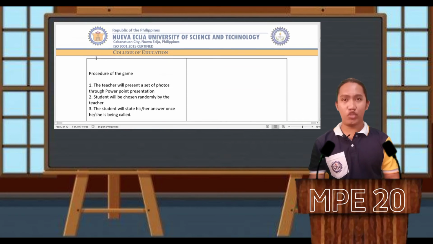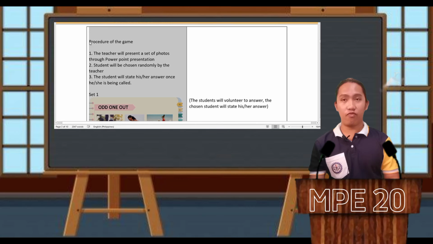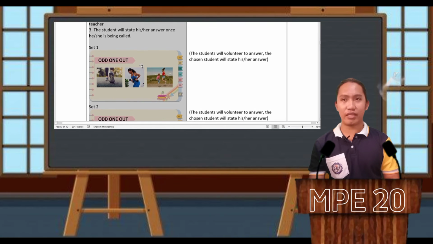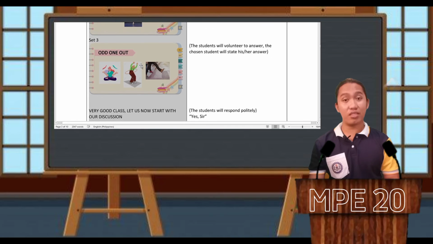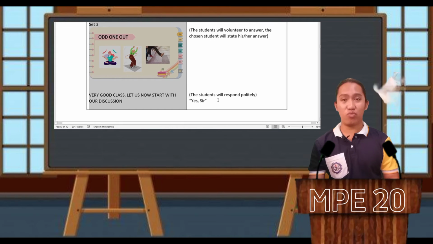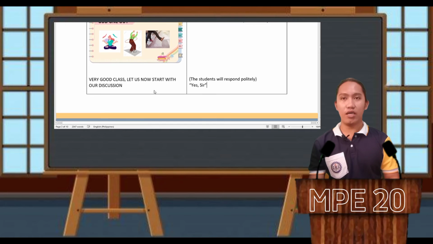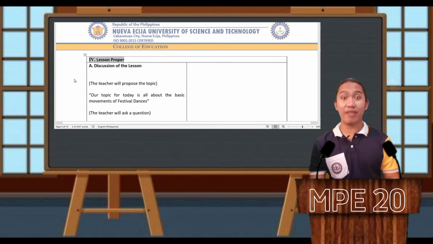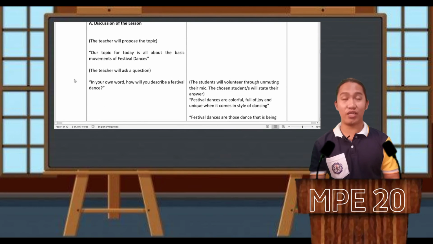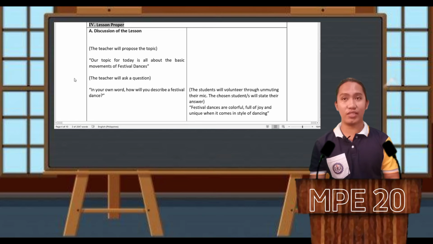As you can see, it is very detailed. You will put here also the script or the general script of your lesson, on how you will teach it to your students. So next, we are going to move on with the lesson proper. Here in lesson proper, it contains the contents of your discussion. What you will teach your students is written here. That is what you can see in the lesson proper, the discussion of the lesson.